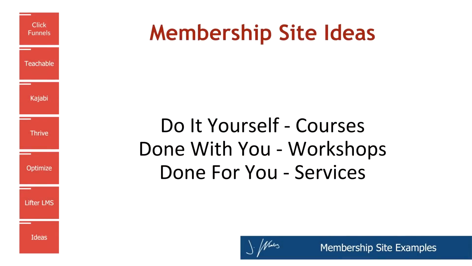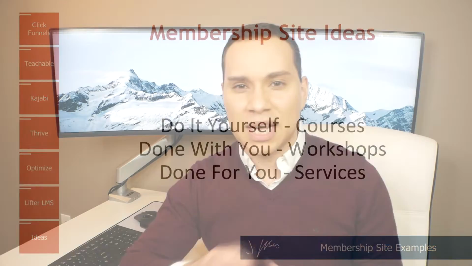So now let's go ahead and talk about what we can actually do to make money with these pieces of software, because obviously these are just tools to facilitate different types of courses and membership websites. So we're going to be going through 6 examples here. We're going to be doing do-it-yourself, done with you, and then done for you. These are the 3 major types of membership websites, masterminds, or workshops you can kind of put together.